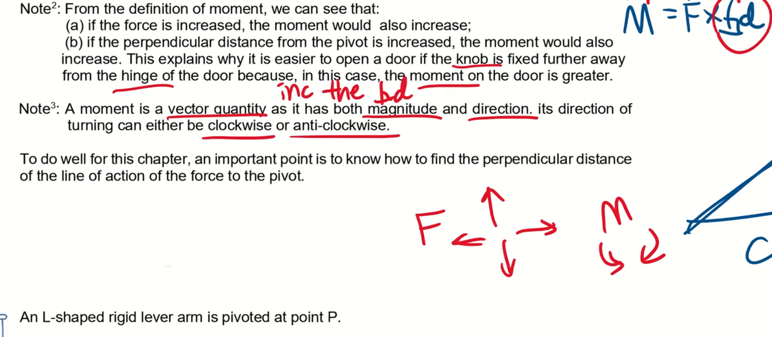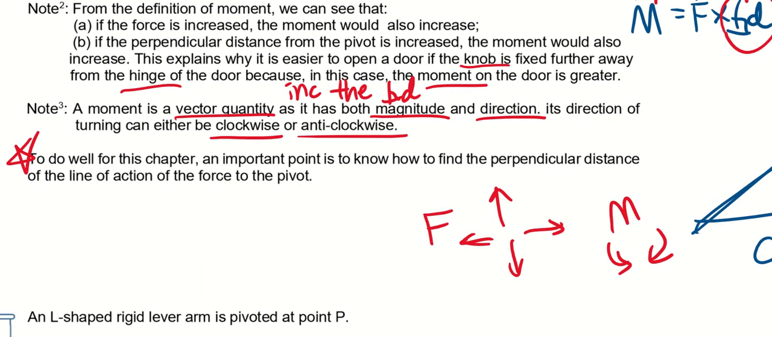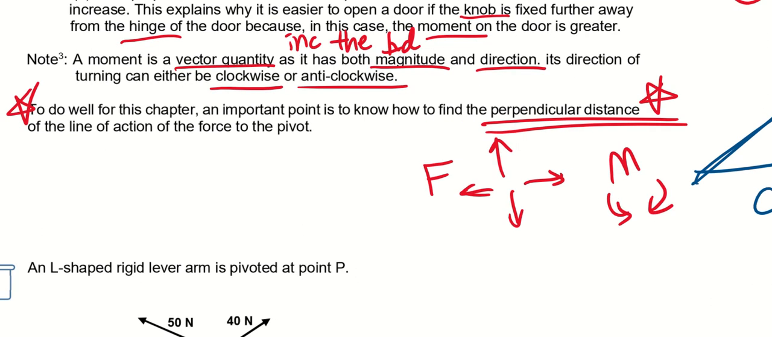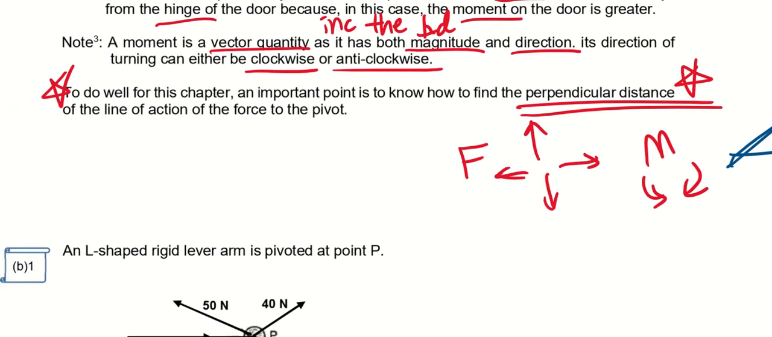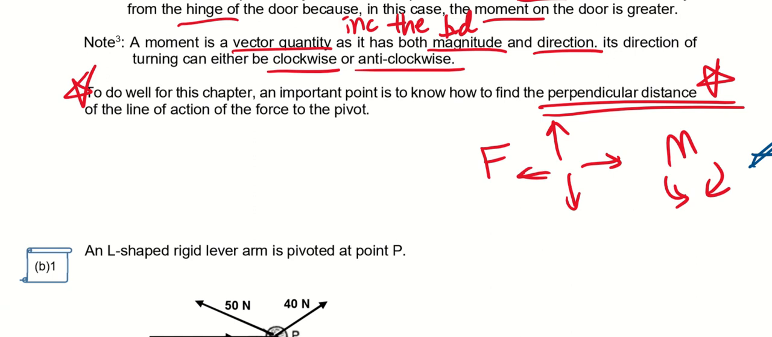Now, to do well for this chapter, an important point is to know how to find the perpendicular distance of the line of action of the force to the pivot. This is very important. If you are able to always find your perpendicular distance, then you will be able to do well for this chapter.